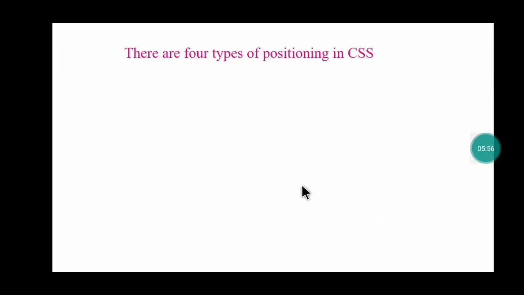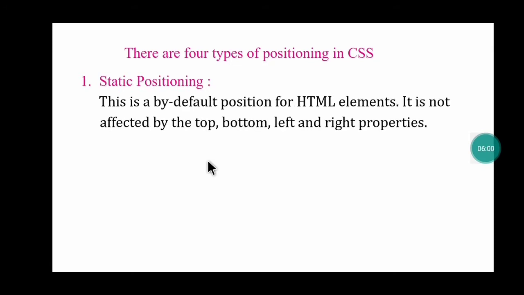There are 4 types of positioning in CSS. Let's see the first one, that is called static positioning. Static positioning is the default positioning for an HTML element. It is not affected by the top, bottom, left, and right properties.